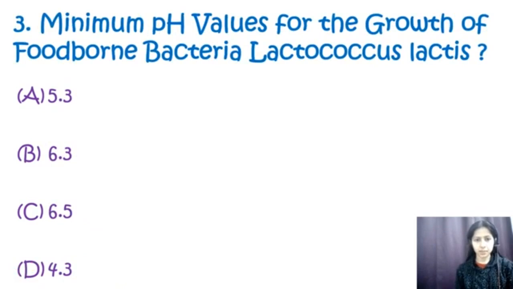Number 3. Minimum pH value for the growth of foodborne bacteria Lactococcus lactis. Option A 5.3, option B 6.3, option C 6.5 and option D 4.3. So the minimum pH value for the growth of Lactococcus lactis, it is option number D, that is 4.3. So Lactococcus lactis, actually it is a gram-positive bacteria that is widely used in the production of fermented dairy products, such as you can say cheese, yogurts, in milks. So my correct option is option D, that is 4.3.